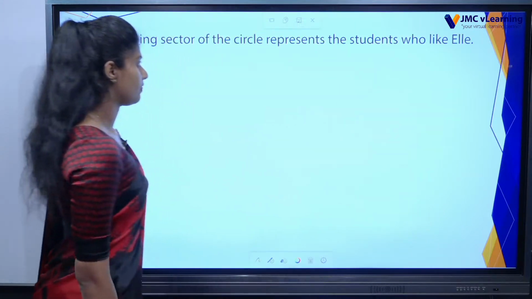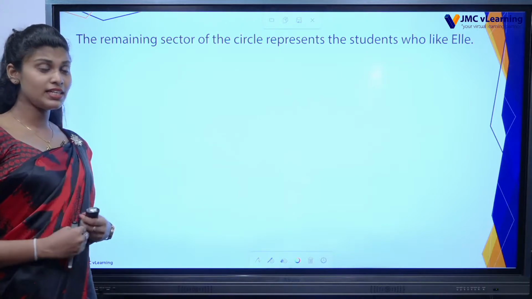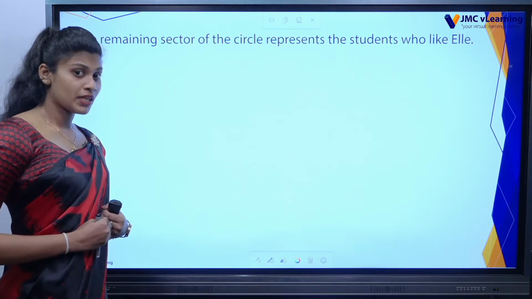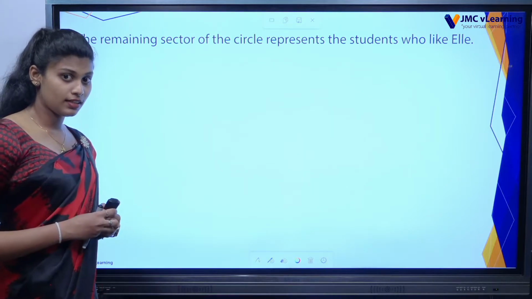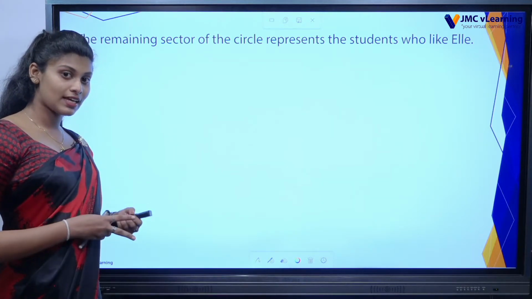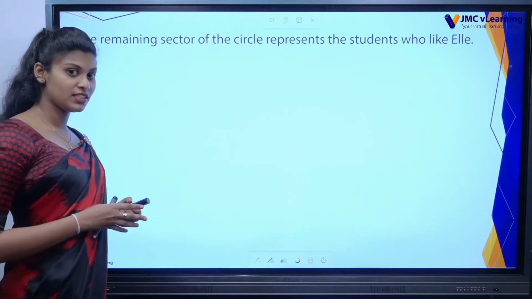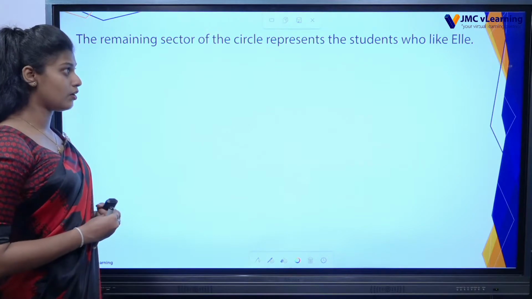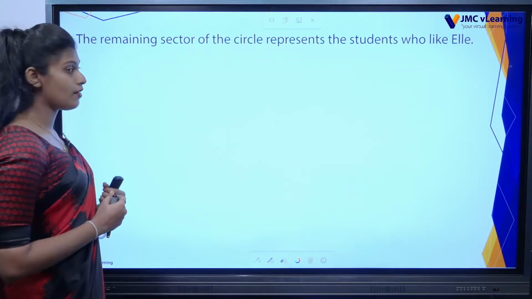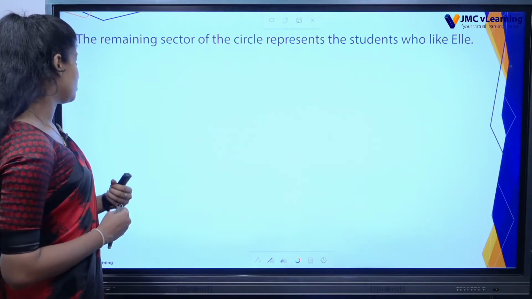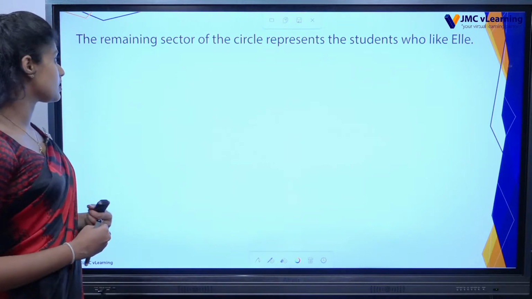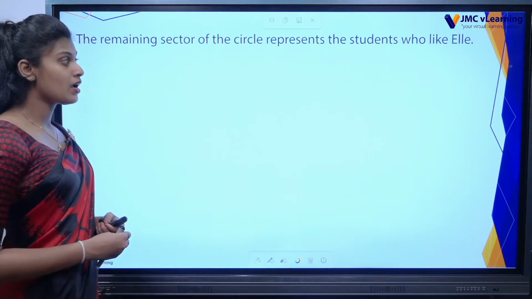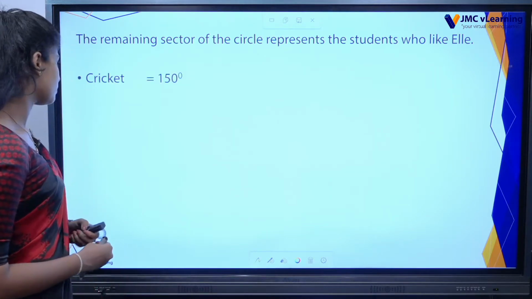Next, the remaining sector of the circle represents the students who like LA. Because there are only 3 data, we have found the magnitudes of two sectors earlier. Now we have only 1, but we can find it using the remaining sector of the circle, which represents the students who like LA. How can we find this one?